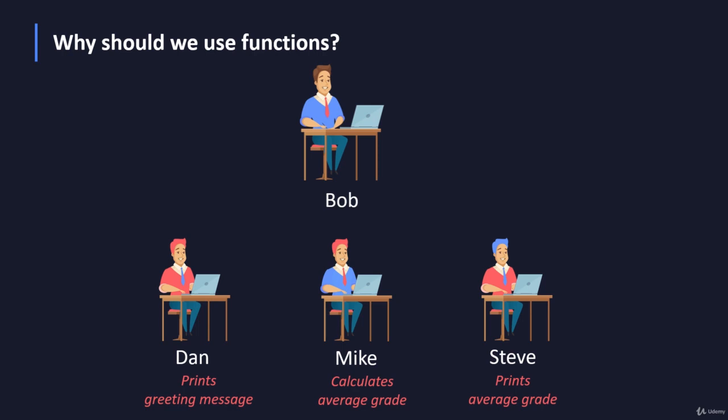So there may be a lot of people with a lot of specialties that will help Bob to organize his application correctly. And for every part of the task, Bob may ask for the help of any of them. Ask the first guy, for example, to print a nice, good-looking greeting message to the screen for every user, and Mike will calculate the average grade, and Steve will print this grade. But Bob will not be in charge of all of the code inside of some main block. It will be divided among specialists, among some functions.